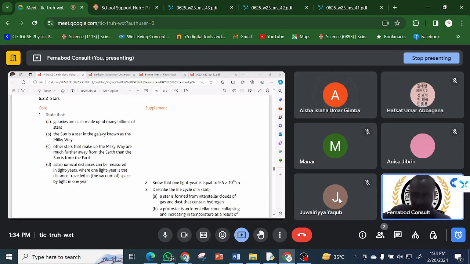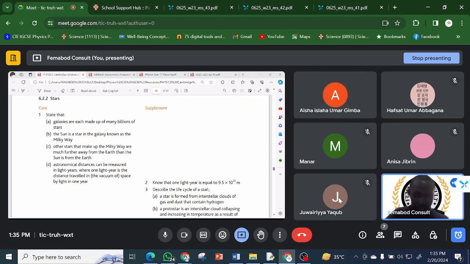Stars states that galaxies are each made up of many billions of stars. The Sun is a star in the galaxy known as the Milky Way. Other stars that make up the Milky Way are much further away from the Earth than the Sun is from the Earth. Astronomical distances can be measured in light years, where one light year is the distance traveled in the vacuum of space by light in 1 year.